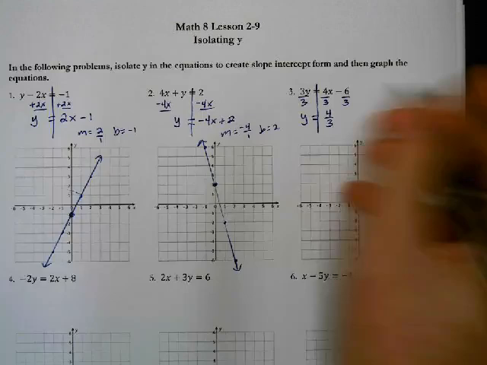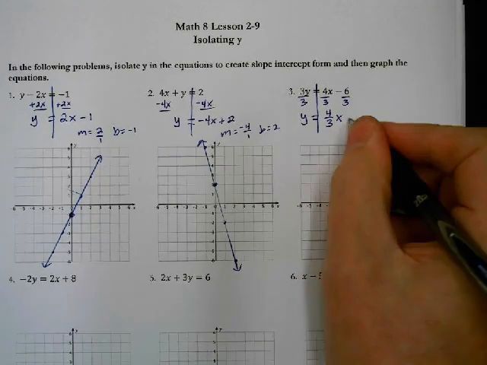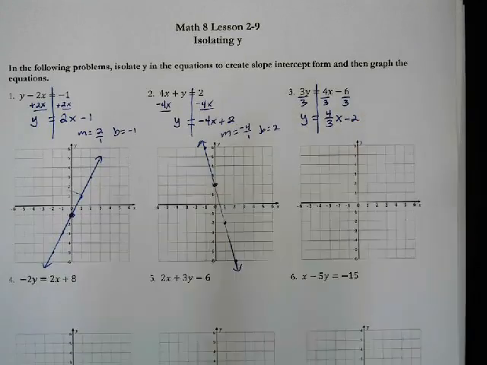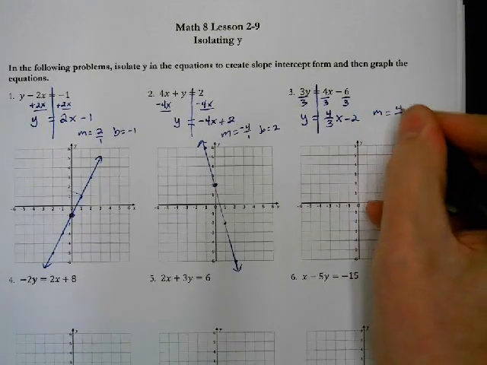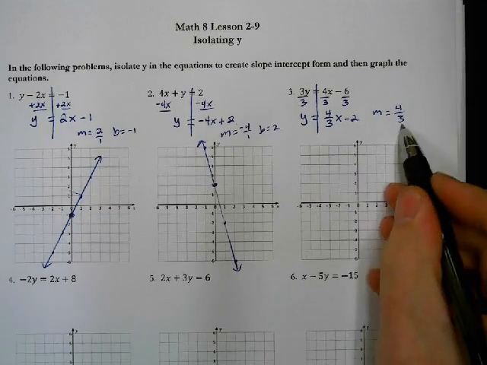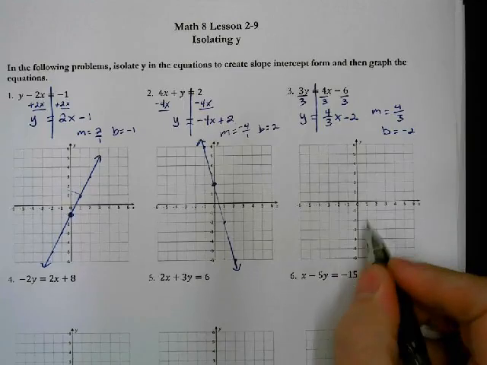3 does not go into 4. It doesn't reduce, so we get 4/3 x. And then negative 6 divided by 3 is negative 2. All right, my slope is 4 over 3. That means I'm going to go up 4 over to the right 3. Y-intercept, negative 2. So I'm going to go down 2.